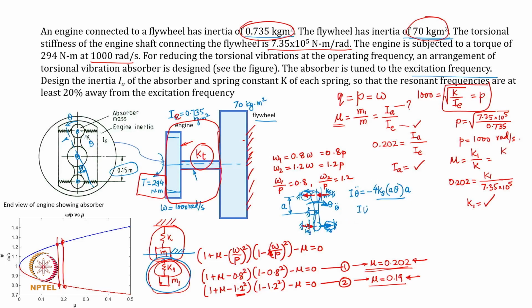So now, for the absorber, we know the link's inertia, if I call that Ia, theta double dot plus 4Ks, just to keep it different from K and K1, A square theta equal to 0. That's your governing equation. Now, if this is the governing equation, what is the value of Q, the natural frequency of the absorber system? It's going to be 4Ks A square upon Ia.